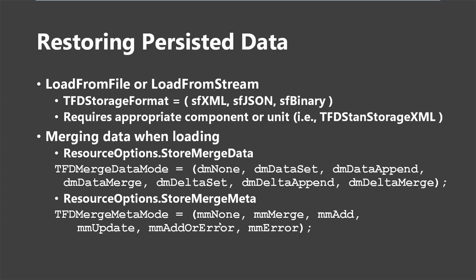With the resource options store merge meta, this controls how metadata is merged in when you have an active dataset and you're moving data into it from another file or stream. When store merge meta is set to none, the dataset returns its original metadata regardless of the contents of the data being loaded. If the structures of the dataset and that of the file being loaded match, everything's fine. If there are discrepancies, data will be loaded into the dataset using the rules defined by store merge data, only for those fields in the structures that match.